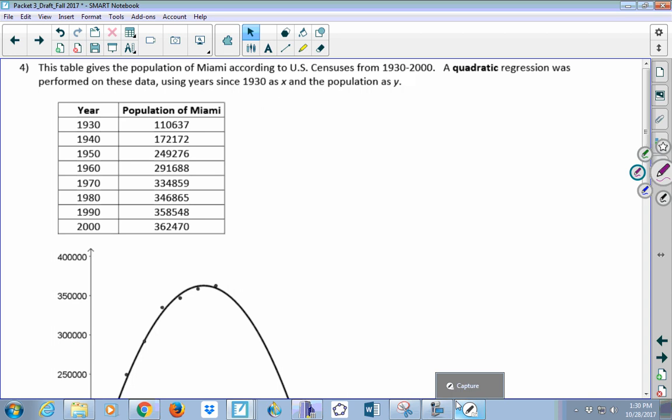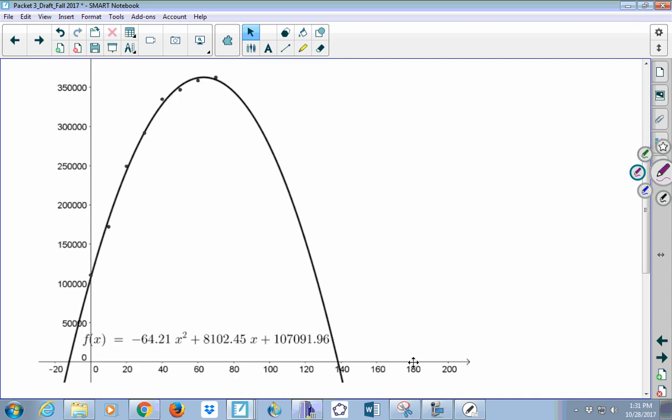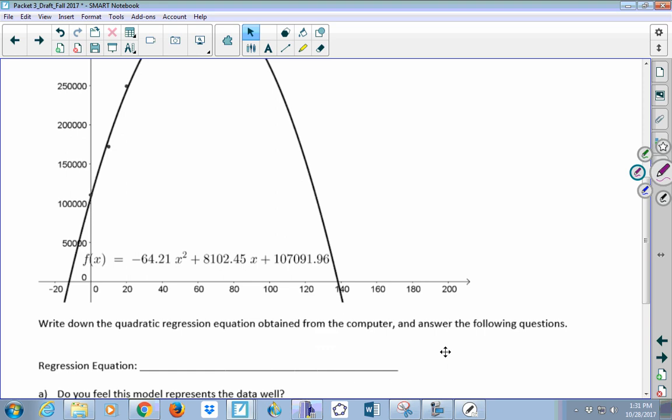A quadratic regression was performed on this data using the years since 1930 as X and population as Y. So again, I'm just going to put right here my various X values, so if I'm using these values to make estimates or predictions, I have them right here. Here's my population, and here's my scatter plot with a quadratic regression model. Write down the quadratic regression equation obtained from the computer and answer the following questions.